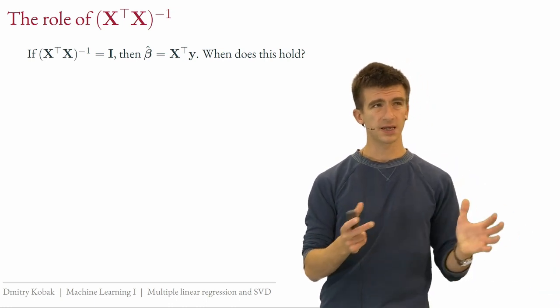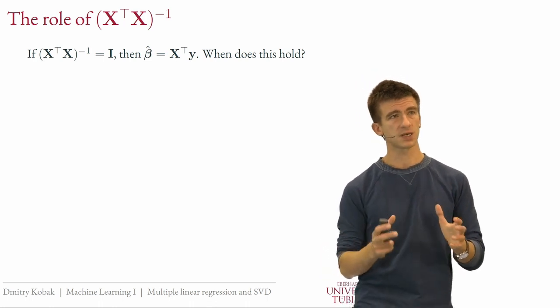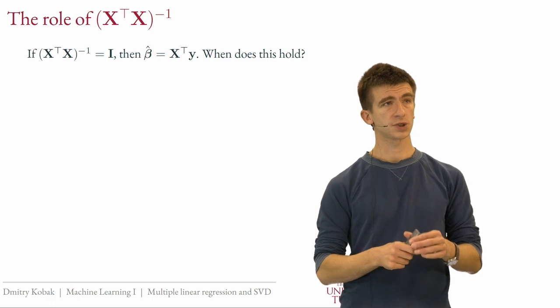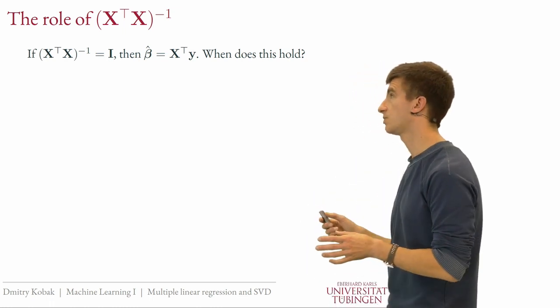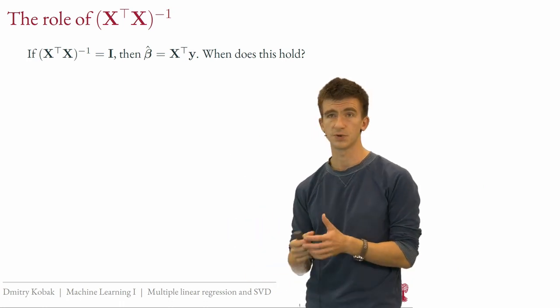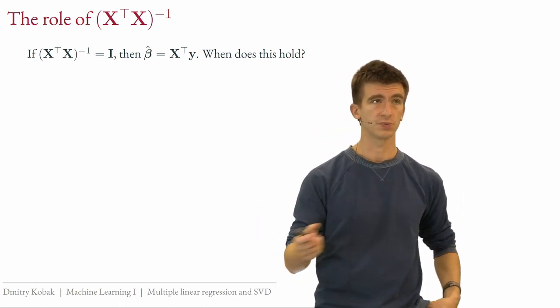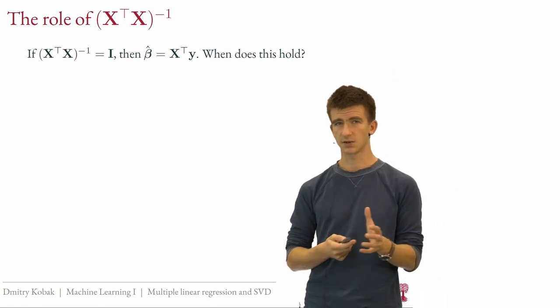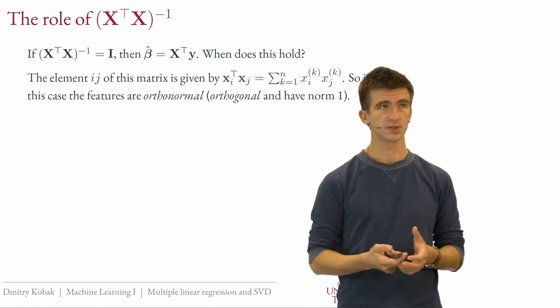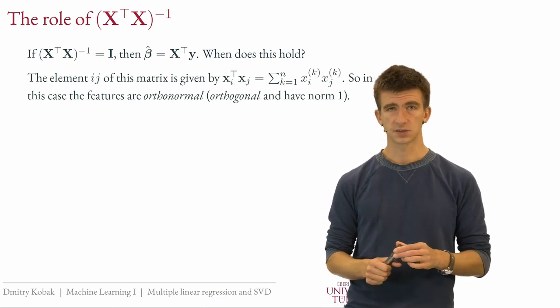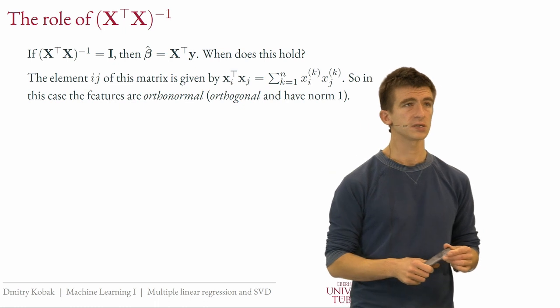So that is confusing. So if one magically did not have this term, if it were just the identity matrix, then it would simplify a lot. Then we would just have that your beta hat is x transpose y, which is super simple. Everybody can compute that. You just multiply x by y, you're done. So is this ever true? Well, in fact, yes, it can be true. It can be almost true, at least.